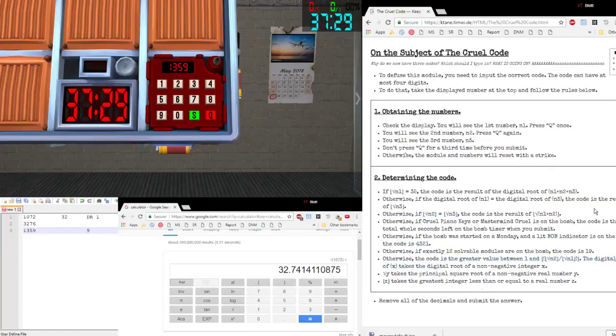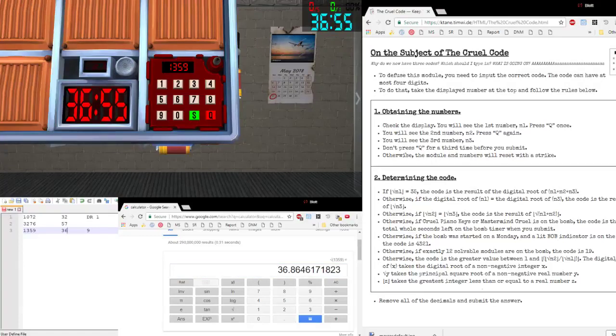Otherwise, if the square root of the second is equal to the square root of the third, it's not, but let's go ahead and see what those are anyway. The square root of the second number is going to give us 57. Notice again we're taking the floor with this little symbol here, so we're just looking at the left of the decimal. So radical 3276 gives me 57. Radical 1359, the square root of 1359, gives me 36. Are those a match? No.